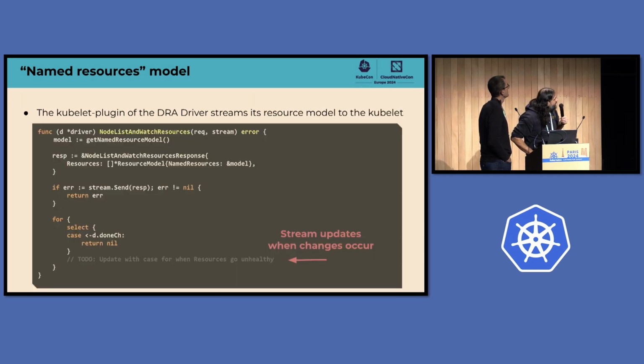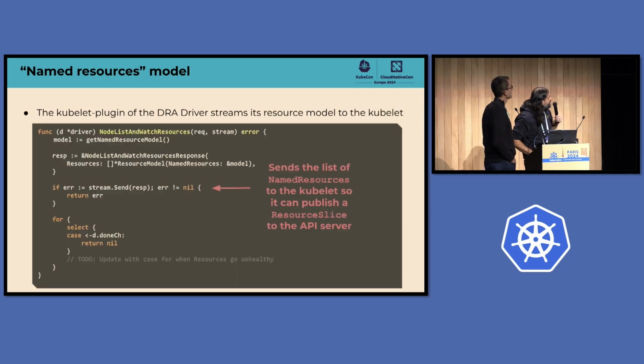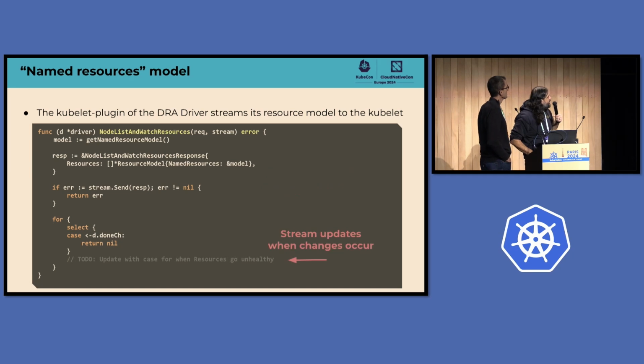Yeah, and then first you send the initial bit, and then you would continue to stream them if there were any updates in terms of your resources going unhealthy or whatnot, which again is exactly the same thing you do in the existing device plugin API, just with less information.